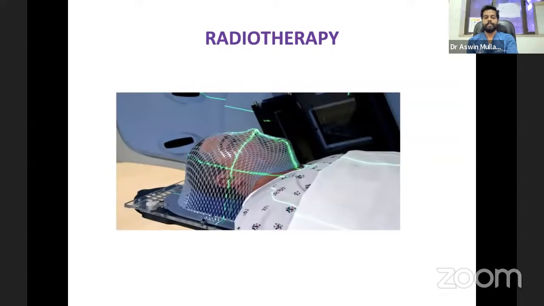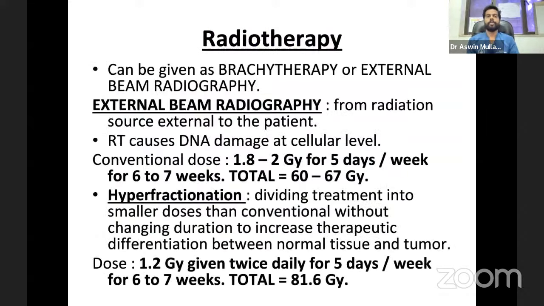Adjuvant radiotherapy, chemotherapy. As I told, according to NCCN guidelines, if the tumor size is greater than T3, that means T3 and above, the patient needs radiation. If the depth of invasion is greater than 10 millimeter, the patient needs radiation. So radiotherapy depends on tumor factors and nodal factors. In nodal factors, obviously if positive. Nowadays, we give radiation for better oncological clearance and to prevent future recurrences.